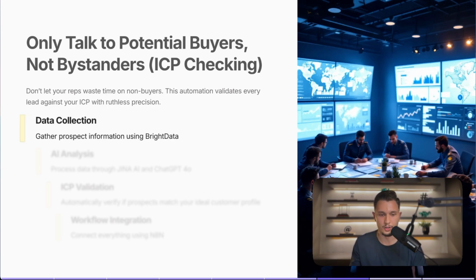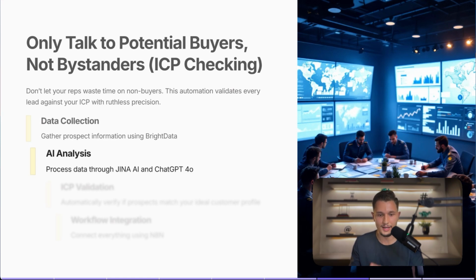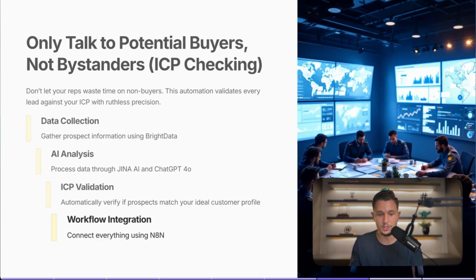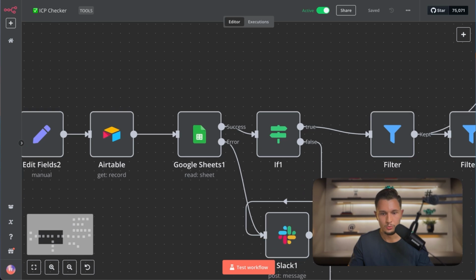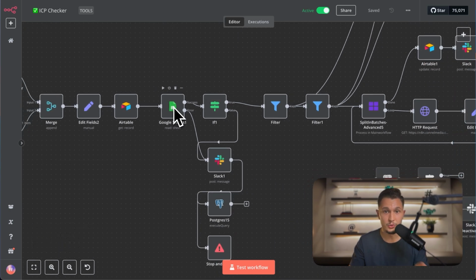So once again, the structure is going to be data collection, AI analysis, this time through Jina and ChatGPT 4.0, ICP validation, and integration. So I'm going to go on n8n and show you ours, and you'll see exactly why it's so important. All right, here we go. So first we have, again, the base. The base is where we gather the information. We check this information. If you skipped through the one where I show you how I create the first automation, then you're not going to understand how this works.